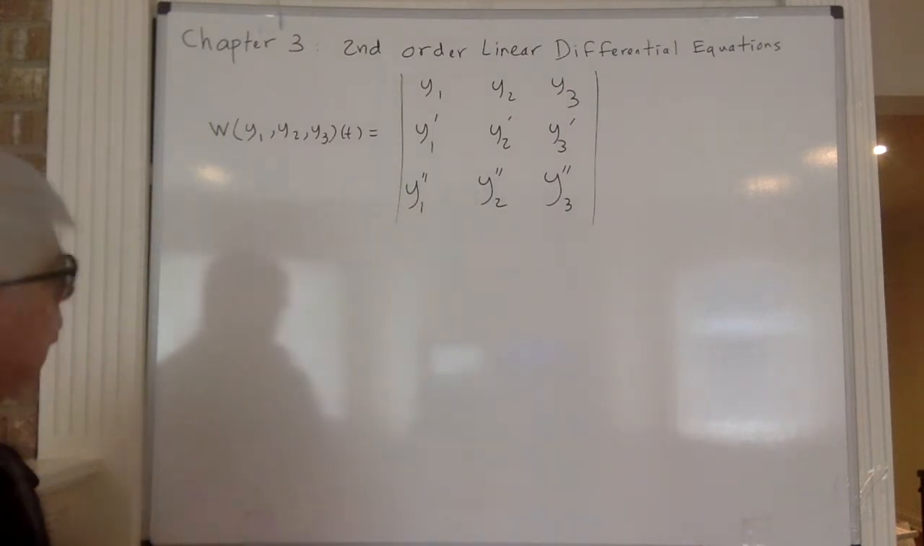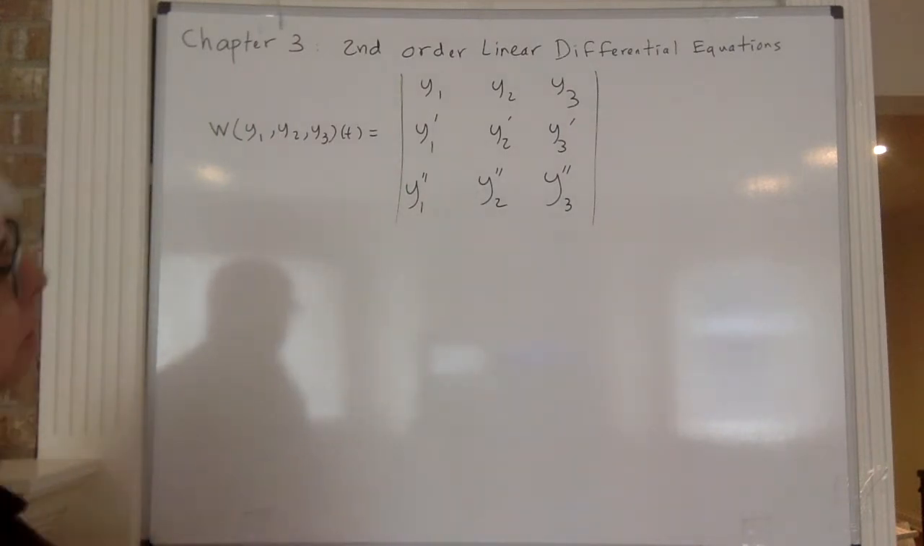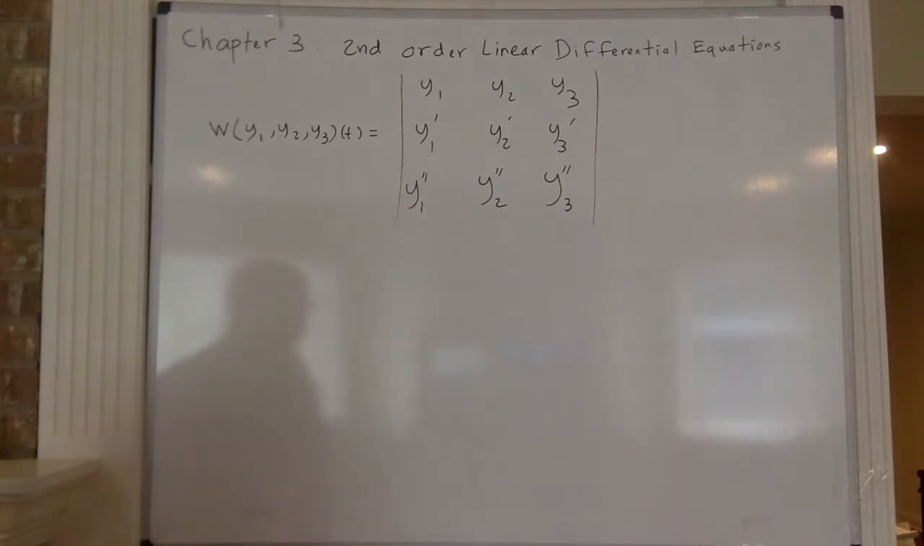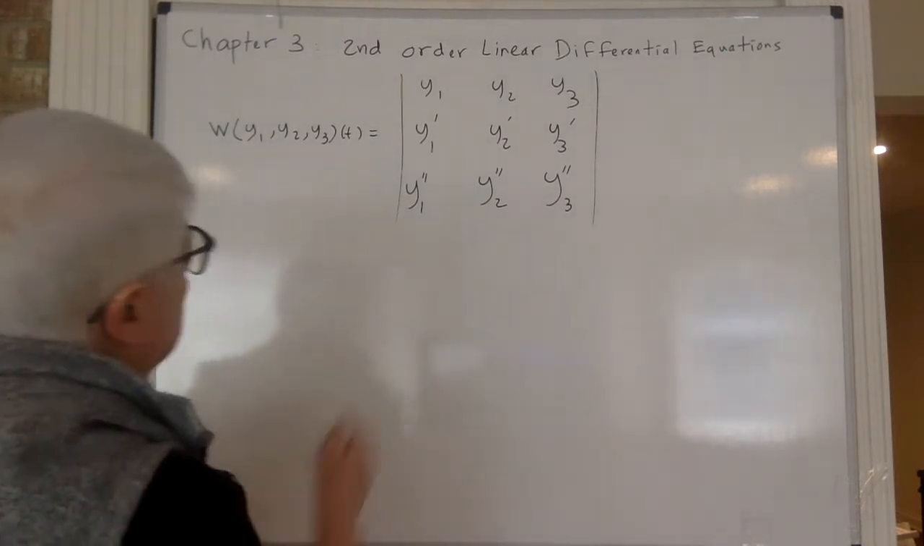Okay. Remember, if I multiply a row and add to another row, it doesn't change the determinant. So let's do it. Let's multiply some rows of this with some constants and add to another row. So, well, let me write down the equation.